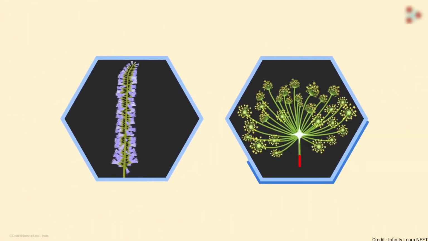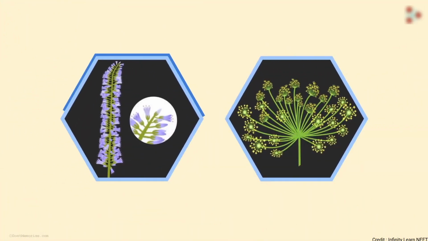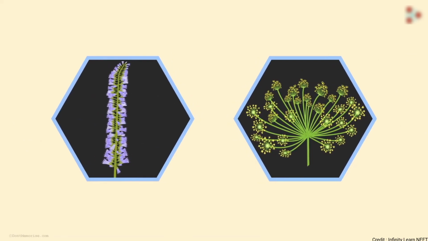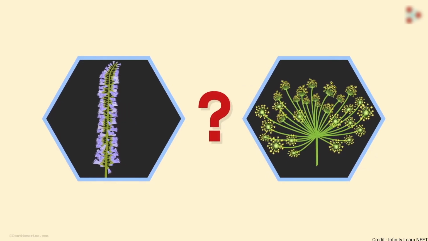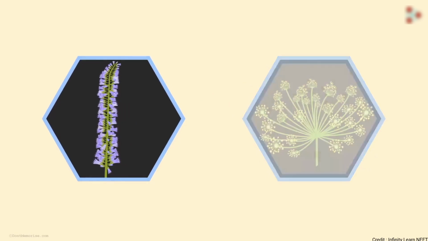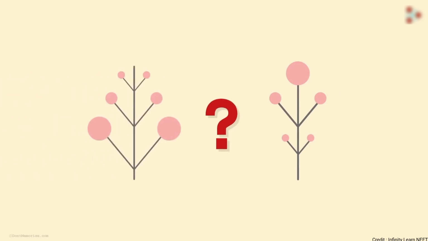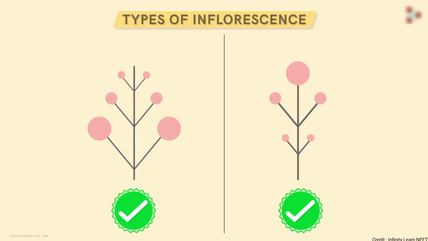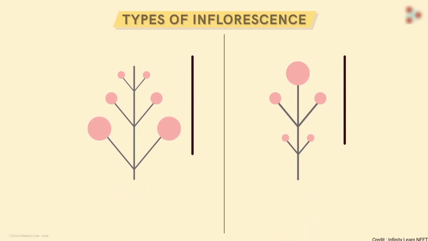Getting back to our concept, the flowers form a group along the stem or at the apex to form the inflorescence. Now tell me, will the structure of the flowers at the apex form an inflorescence or along the stem? I mean, will this be called inflorescence or this? To our astonishment, both of these are inflorescence. Let's understand these types in detail.